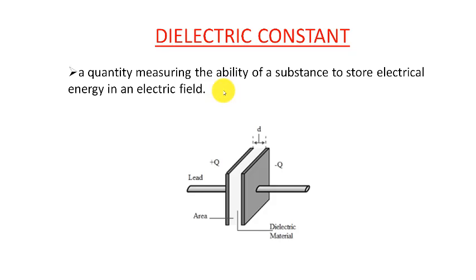So the dielectric constant is basically a quantity that measures the ability of a substance to store electrical energy in an electrical field. So you can say that it denotes the charge storing capacity of a material, of the dielectric material. The more the value of the dielectric constant, the more the charge storing capacity of the dielectric.